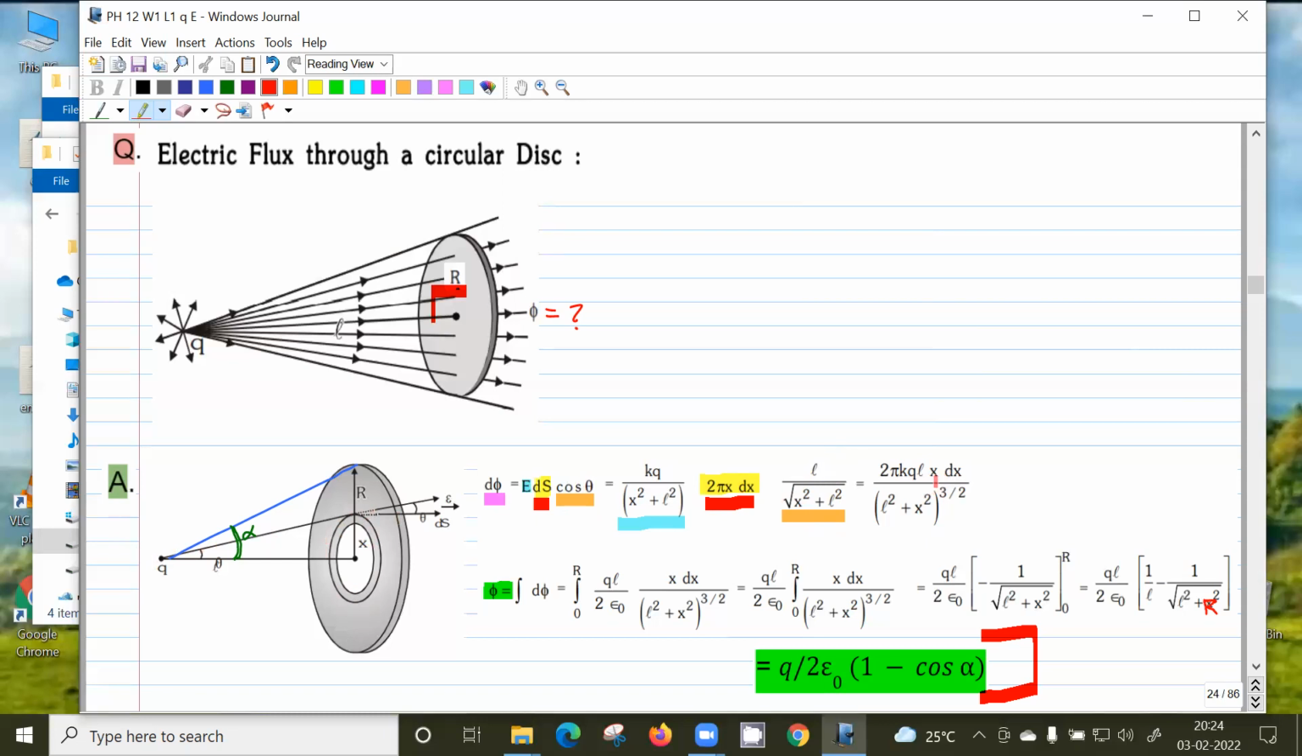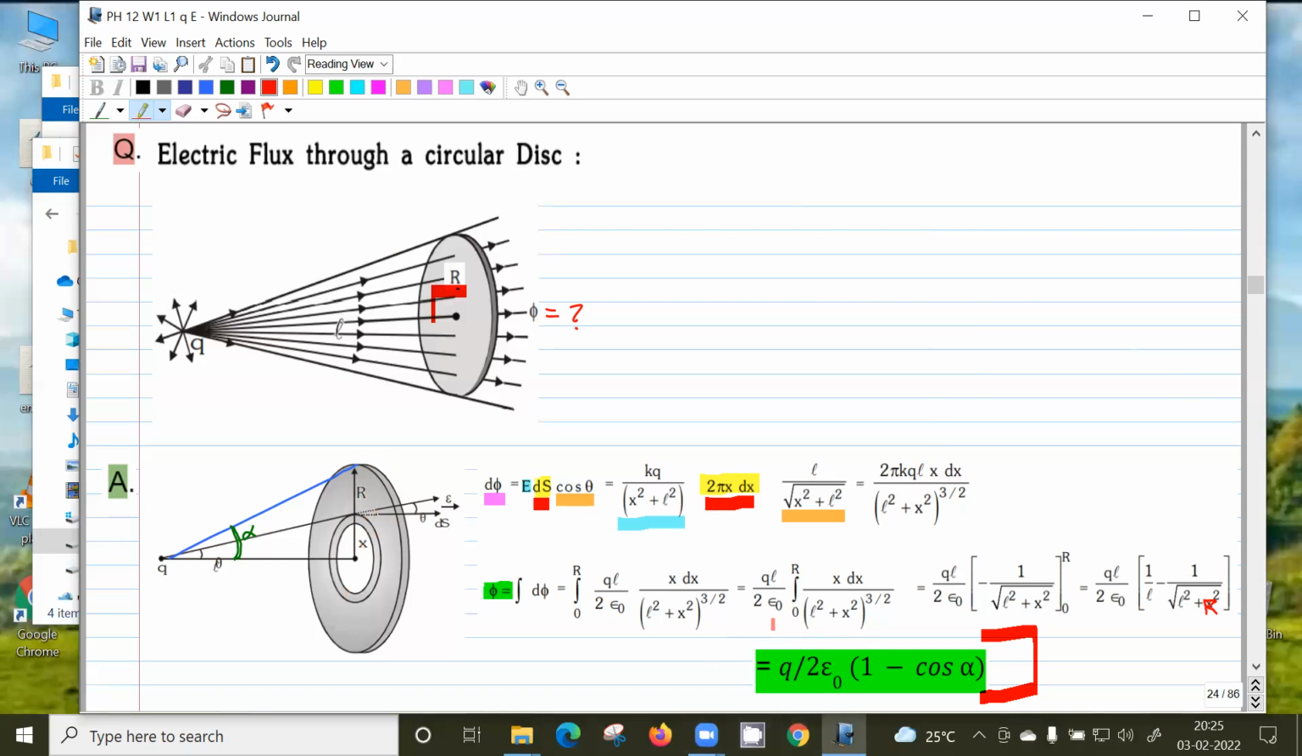So here the variable is x. Other things are constant, because I've chosen the ring at a particular radius x, and this x will vary from 0 to capital R. Only then will I be able to cover this entire disk. So x is a variable. Is that clear? Yes, sir.